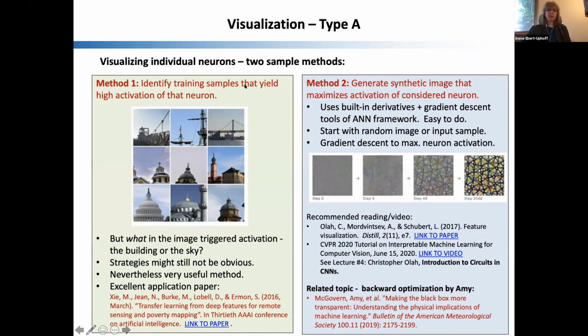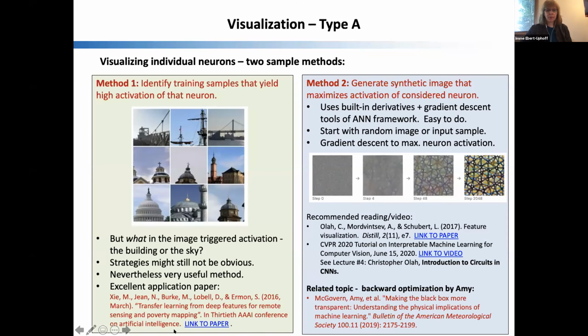And I will just mention 2 different methods. I won't go into this too much because we'll deal more with type B, which I will get to in a second. So if you're trying to visualize the meaning of individual neurons, 2 very common methods are, method number 1, you identify all the training samples that yield high activation of a specific neuron. So you pick a neuron, and then you just look at all the different input samples that you had, and you just check how much does each sample activate that specific neuron when you feed it to the neural network. And then you just run it through, and you pick, so say, 10 images that gave you maximal activation of that neuron.